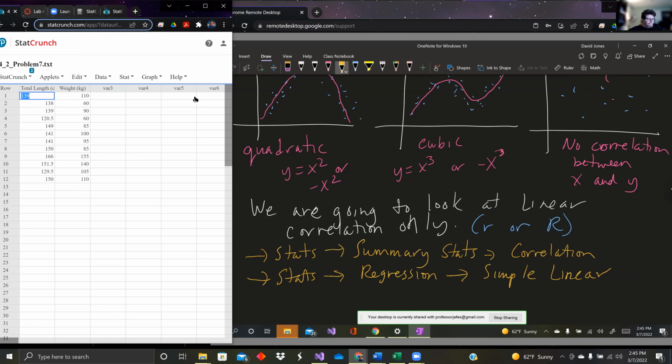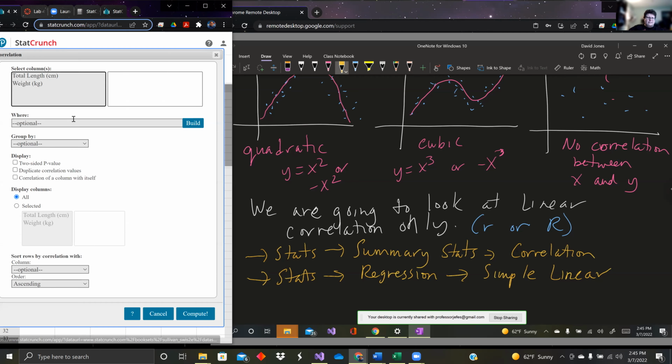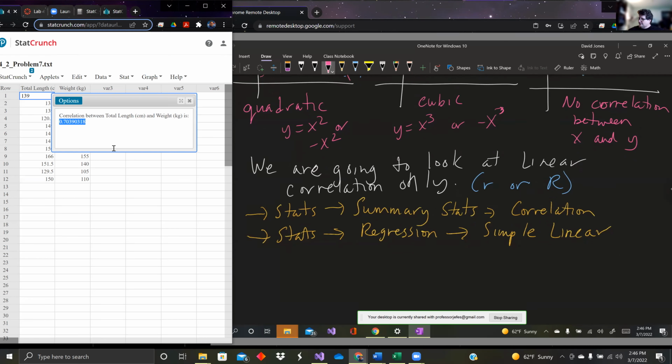That top one looks funny. Is that a thing? Yeah, correlation. So stats, summary stats, correlation. We're going to do the correlation between those two lines. And we're just going to click compute. And it says the correlation between total length and, so I'll draw a little line here. This is giving us, when we do it for our problem here, 4.2.7, R equals 0.70390318.